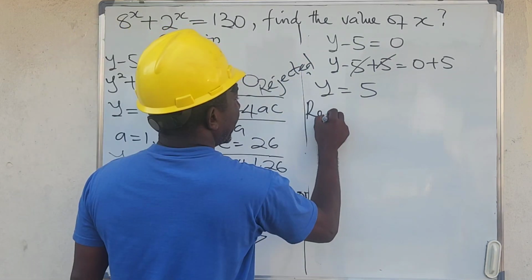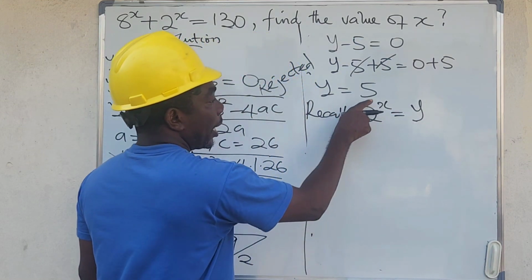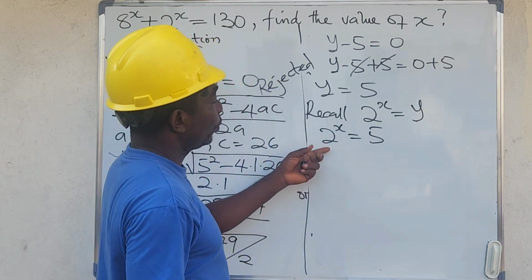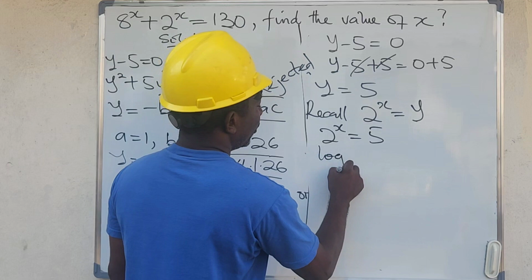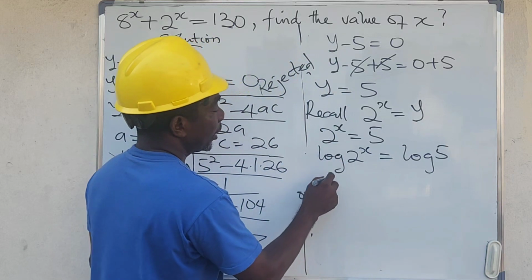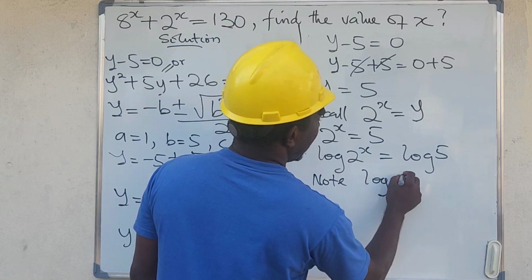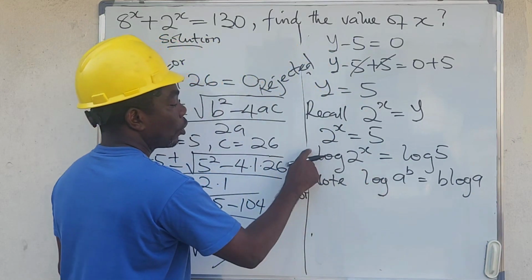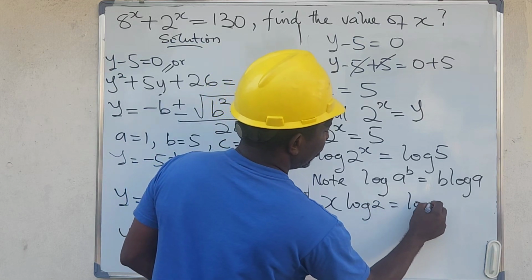We recall that we said 2 raised to the power of x equals y, and our y is 5. So 2 raised to the power of x equals 5. How do we solve that? We are going to introduce log to both sides. So we have log of 2 raised to the power of x equals log 5. We can note that log a raised to the power of b is the same thing as b log a. So the x can come to the front. So we have x log 2 equals log 5.